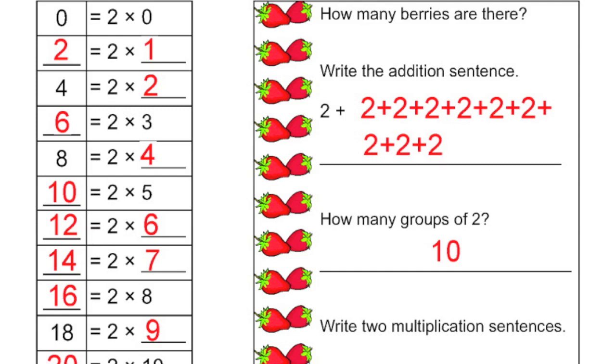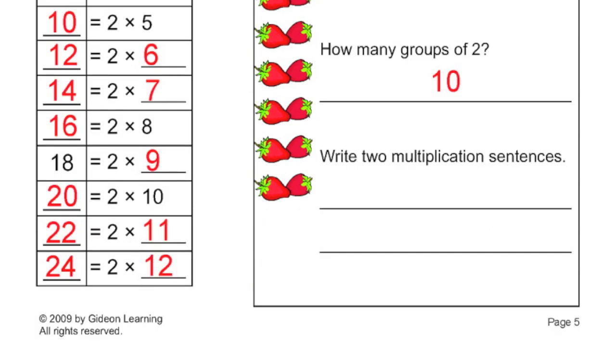So if I was going to write a couple multiplication sentences, I would have 10 times 2, which is equal to 20, or I could do the commutative property and flip it. So 2 times 10, also equal to 20. They are exactly the same.